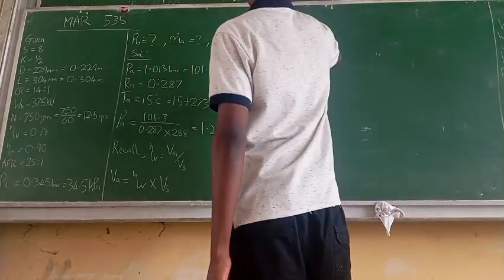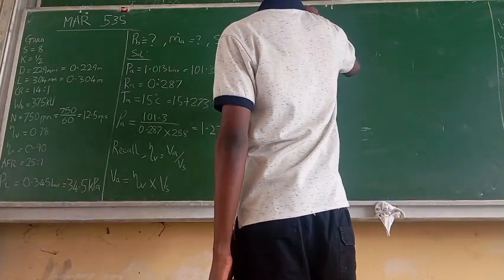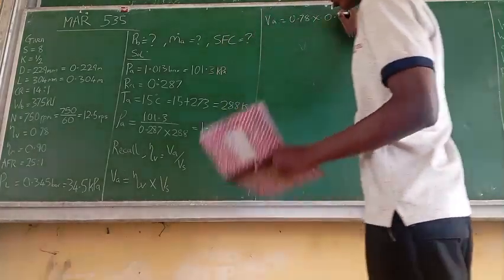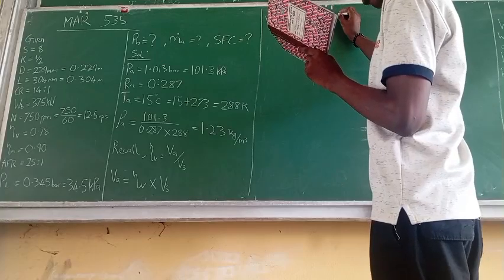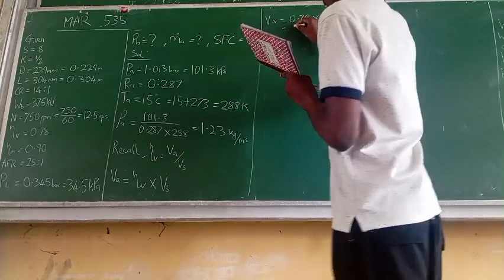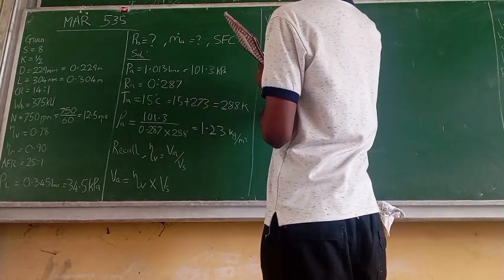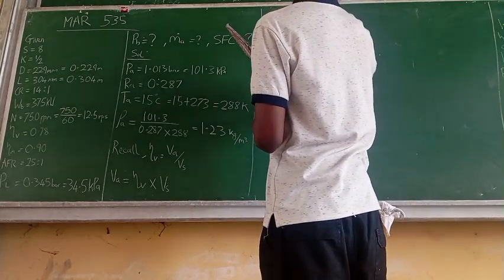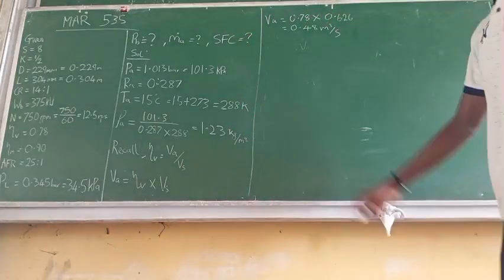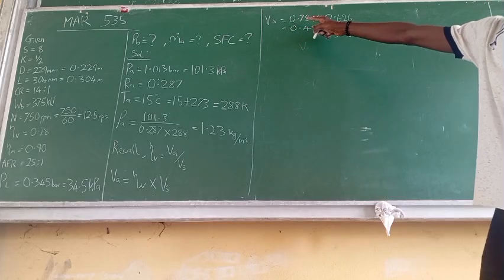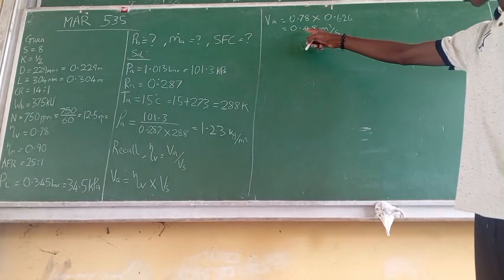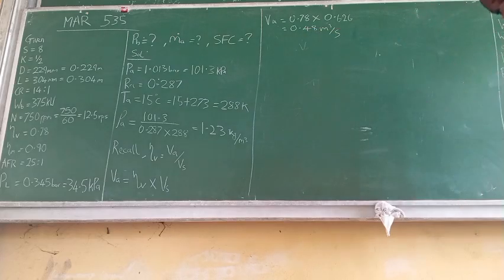That is equal to VA equals 0.78 times, what was our swept volume again? Swept volume is 0.48. So your volume of air is equal to your volumetric efficiency multiplied by your swept volume. That will give you 0.48 meter cube per second.